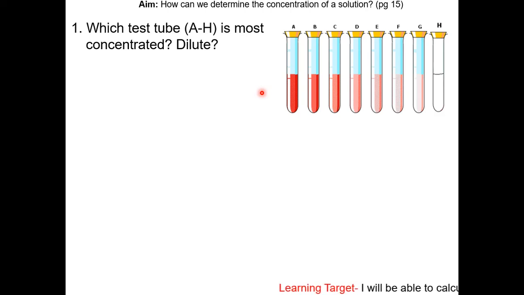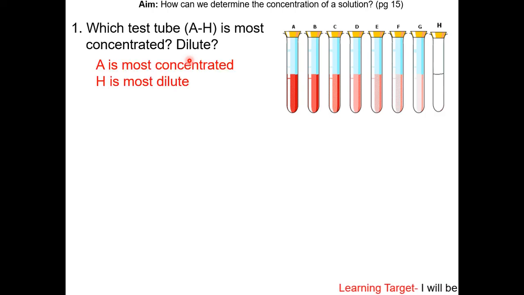Before we get into molarity, let's first get a better understanding about concentration. Let's look at a bunch of scenarios involving test tubes filled with solutions of food coloring. Using the picture on the right, you can try to answer questions 1 to 9 on your own. Question 1. Which test tube is the most concentrated? Dilute. So the most concentrated is test tube A, and the most dilute is H.